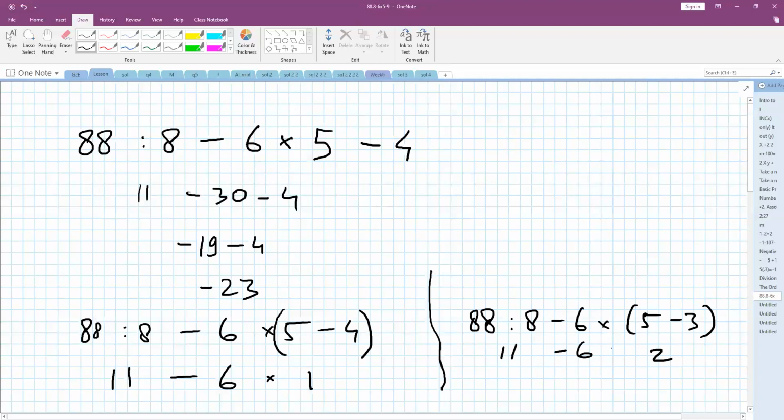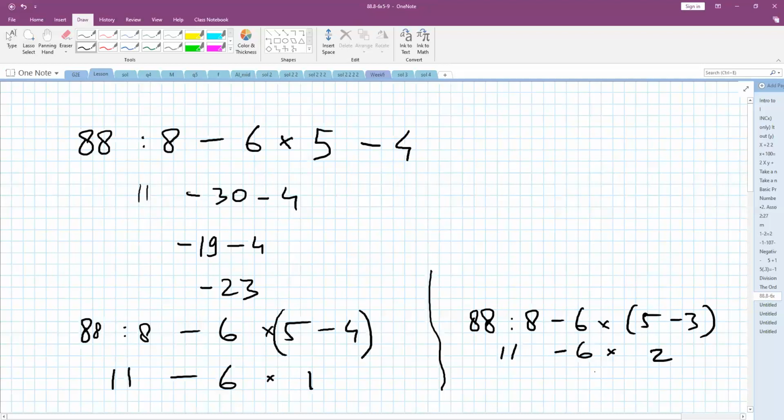No, okay, this is interesting. You see, after you do 5 minus 3, that gives you 2. Now, let's say you write the whole thing like this. You know 88 divided by 8 gives us 11, right? And then let's just write all of them now: 11 minus 6 times 2.